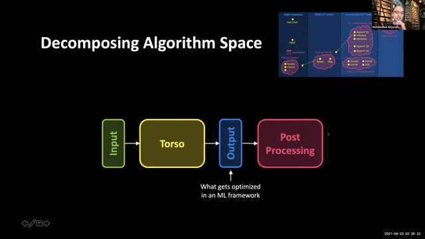Now, I mentioned earlier this notion of end-to-end differentiability, and it's one of the things that I think we innovated in. And the reason why that's important is the following. The output, the thing that you generate from the torso, is the thing that gets optimized in the machine learning framework. This is where your loss function is defined, and this is what you do gradient descent on. So if you're optimizing on some sort of proxy quantity that's distal from the thing that you want at the end of the day, then you're leaving something on the table. And that's fundamentally the value proposition of end-to-end differentiability.